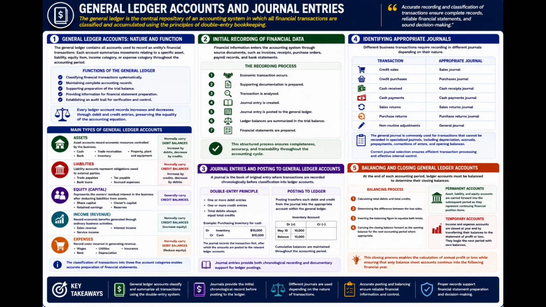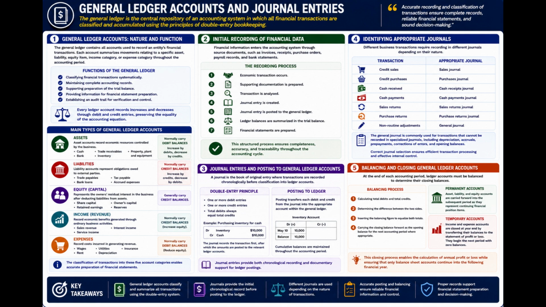4. Identifying appropriate journals. Different business transactions require recording in different journals depending on their nature. The general journal is commonly used for transactions that cannot be recorded in specialized journals, including depreciation, accruals, prepayments, corrections of errors, and opening balances. Correct journal selection ensures efficient transaction processing and effective internal control.